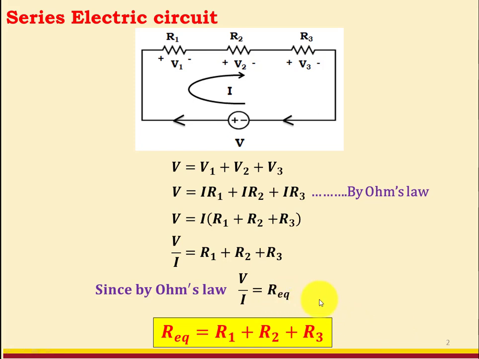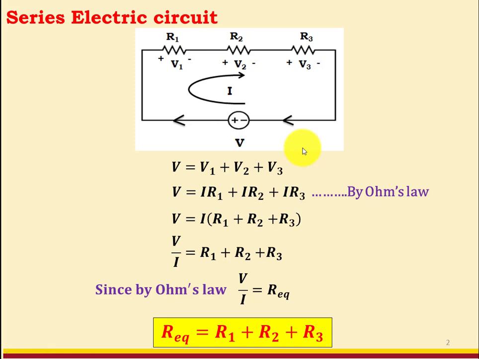Now what is the actual meaning of equivalent resistance? The actual meaning of equivalent resistance is that we can replace these three resistors by a single resistance whose value is R1 plus R2 plus R3, and if we apply that to the same voltage source V, then we will get same current. That is, current flowing in this case will be same if we connect only one resistance of value R equivalent and connected to same voltage source V.